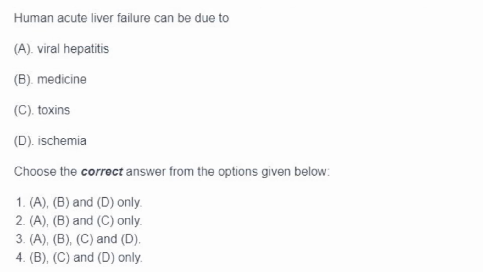So answer is 3. Then human acute liver failure can be due to viral hepatitis, yes. Due to drug induced, that is medicines. It can be due to toxins, yes. It can be due to ischemia, shock or hypertension. So D is also correct, these all 4 are correct. So your answer is 3, that is A, B, C, D.